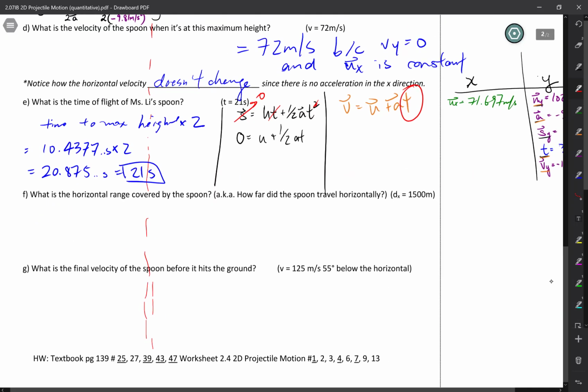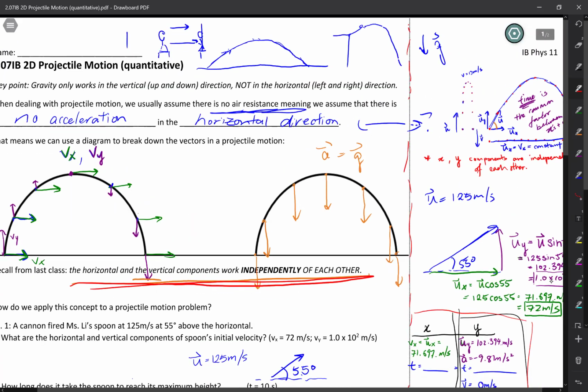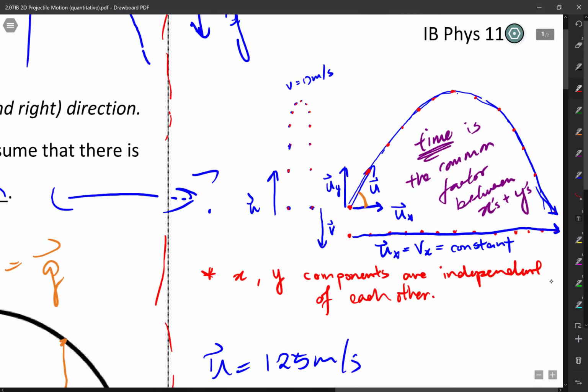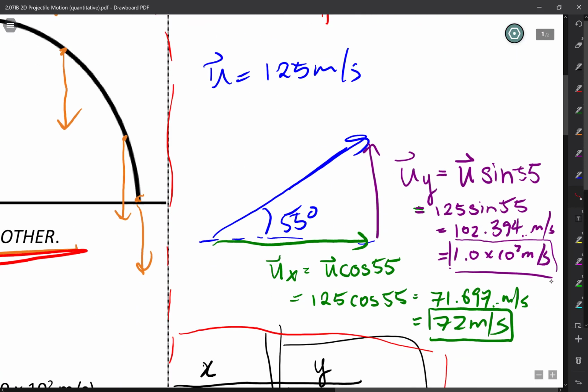F, last two now. What is the horizontal range covered by the spoon? What it means is how far the spoon traveled horizontally. So in this particular case, if we go back to our drawing to visualize this, it takes the object from the start all the way to the finish, and we just want this horizontal range. Which means if we have how long this object took in the air and the horizontal velocity component, we can calculate this horizontal distance.